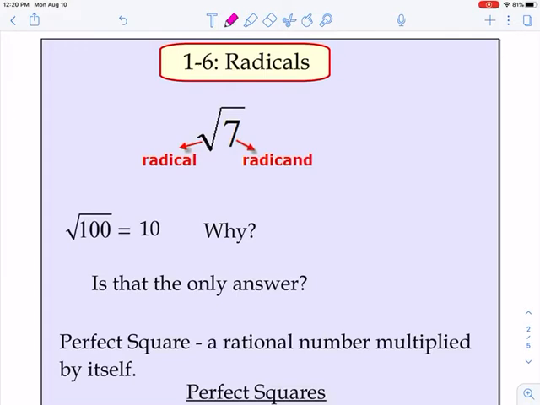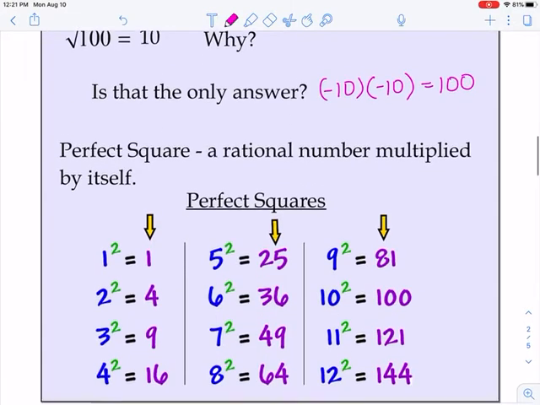And is that the only answer? No. Why not? Because if I took negative 10 and squared it, or multiplied it by itself, a negative 10 times a negative 10 is a positive 100. So when you take the square root of a number, it can be either positive or negative. In general, we talk about something called the principal square root of a number. That's the positive. Principal starts with the letter P, and so it's positive. So especially during this section, we are going to talk about the principal square roots, the positive square roots.